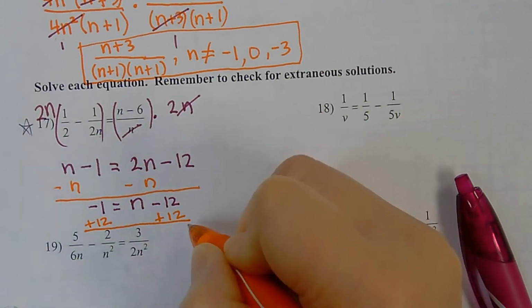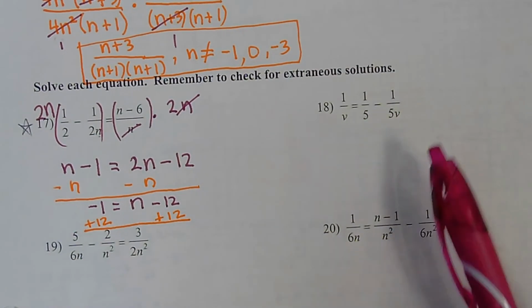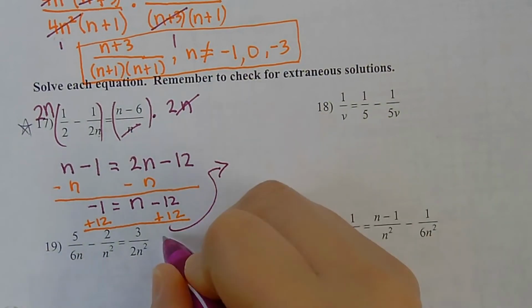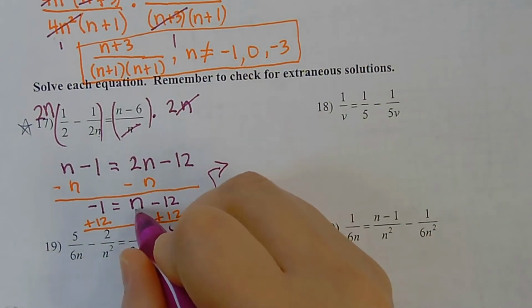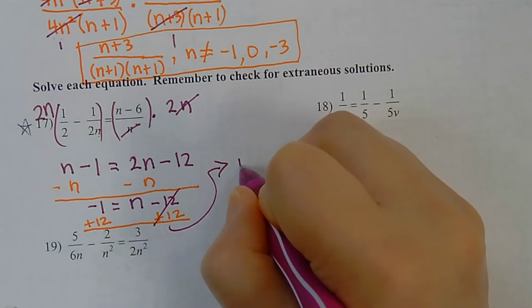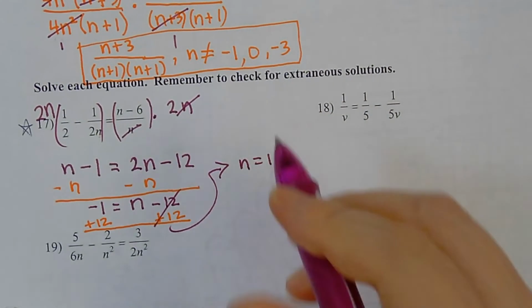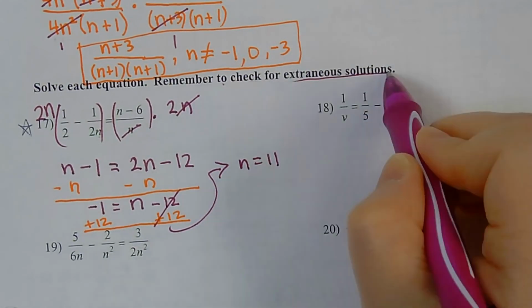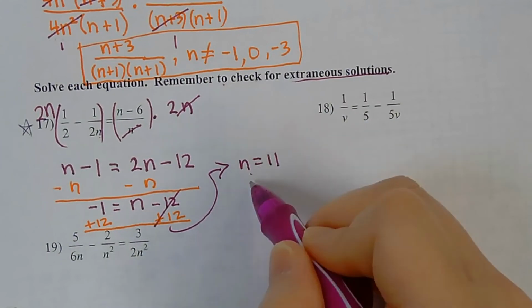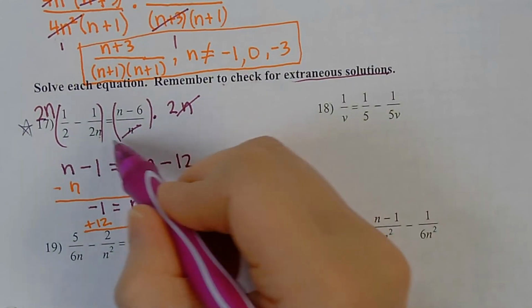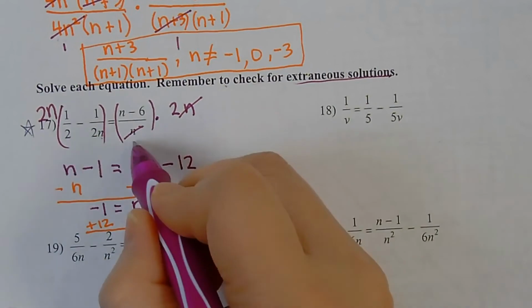And running out of room. So I get, just gonna put the arrow there, n is equal to 11. And it just says remember to check for extraneous solutions, because if I plug it back in, will it give me a 0 in the denominator? And no, it won't.